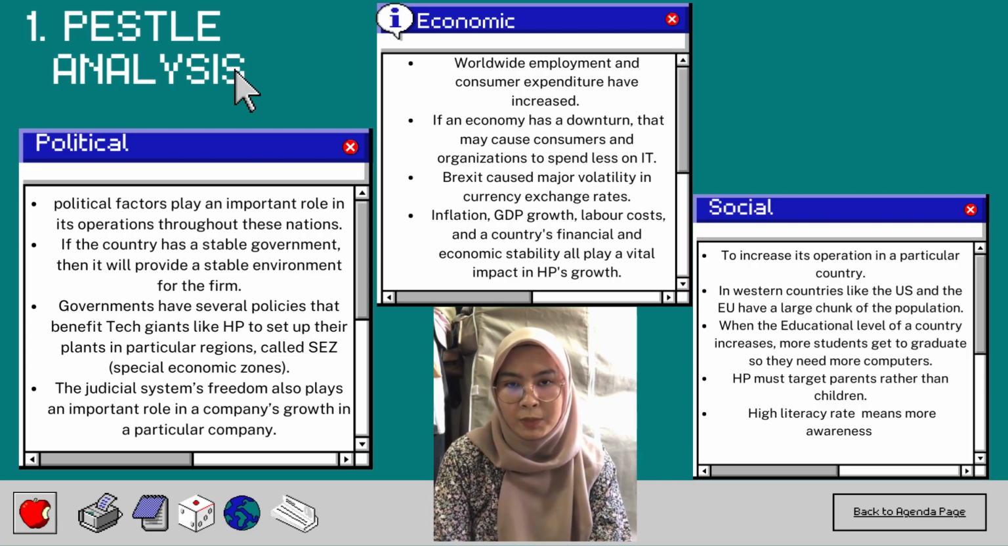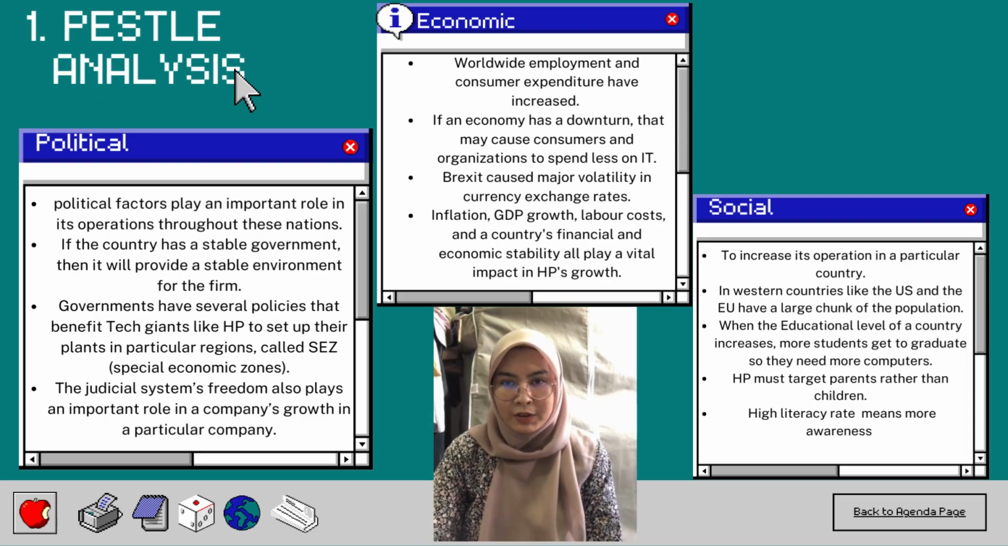If an economy has a downturn, that may cause consumers and organizations to spend less on IT, which could affect HP sales. Brexit caused major volatility in currency exchange rates. A strengthening dollar against any foreign currency raised risk and reduced revenue.